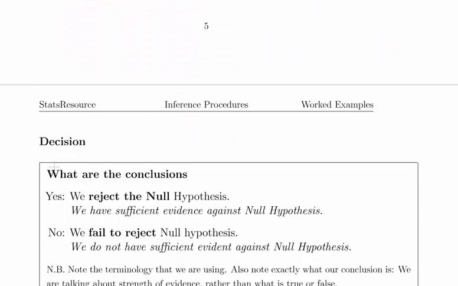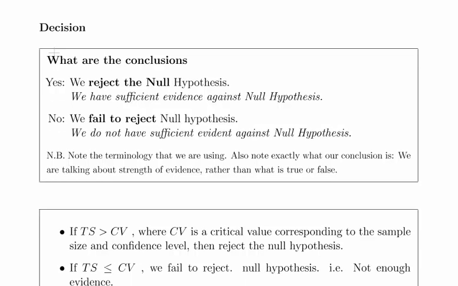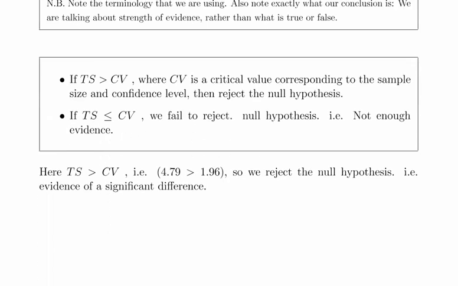Okay? So our conclusions, yes, we reject the null hypothesis, or no, we fail to reject the null hypothesis. Essentially, we're making a determination about the strength of the evidence. The critical value is a sort of threshold we have to cross to consider our evidence strong enough. So it's the strength of the evidence there. I'll just continue on.